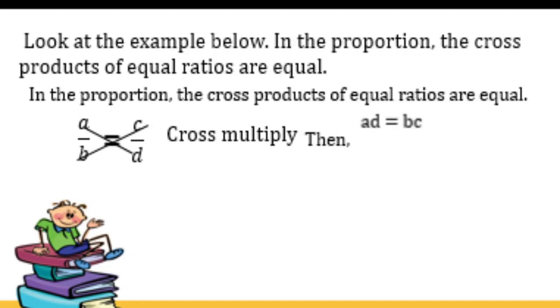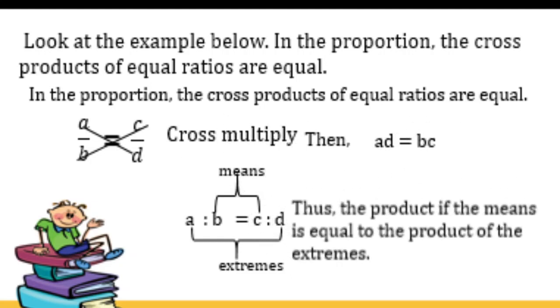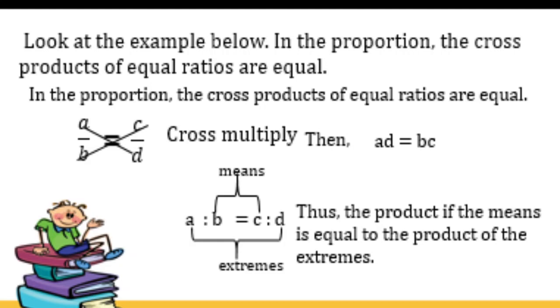Then, AD is equal to BC. To rewrite, A is to B is equal to C is to D, and B and C are called the means, and A and D are called the extremes. Let me give you an example. Again, A is to B is equal to C is to D. Thus, if the product of the means is equal to the product of the extremes, then they must be equal.